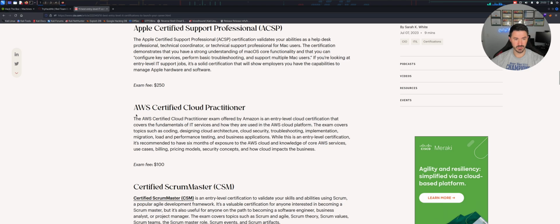So the next one here is the AWS. This is the one I have, AWS Certified Cloud Practitioner. And then I have Solutions Architect, I think. This one is definitely a good one for entry level to understand cloud computing, understand cloud.